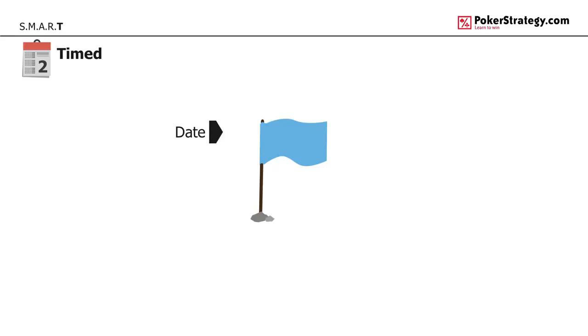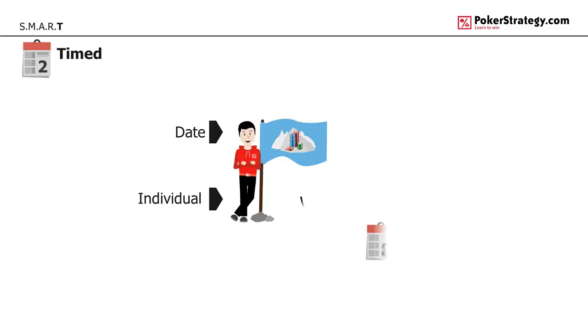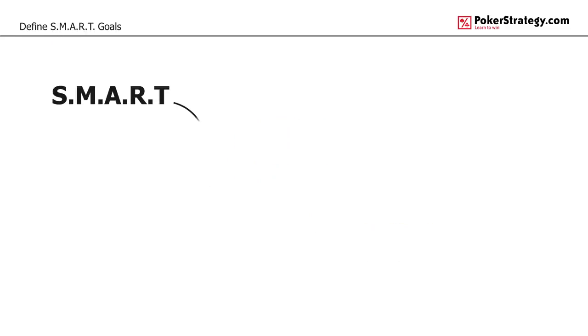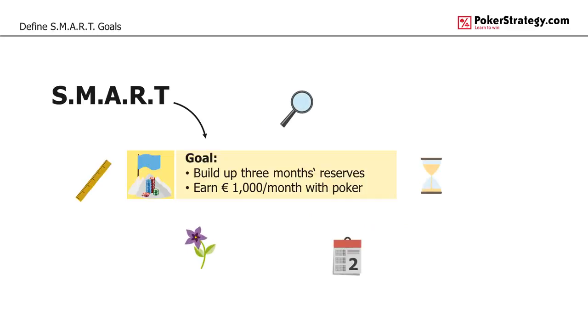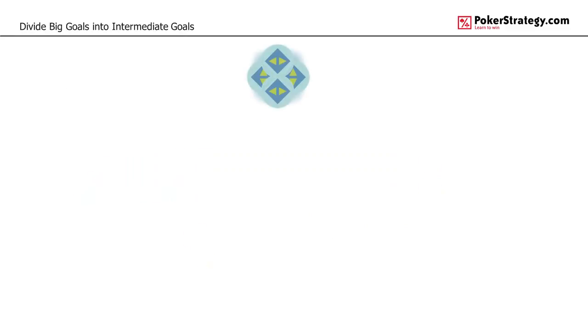A goal includes a date by which you want to have reached it. Depending on the type and size of the goal, as well as personal circumstances, this date needs to be decided individually in order to be realistic. You can use the time it took you to reach similar goals in the past as a reference point. George wants to reach his goal in 10 months. George has set himself the goal of building reserves for 3 months and earn €1,000 a month at NL 100.